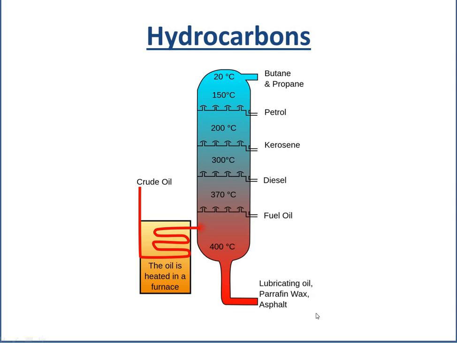So the longer chain ones tend to be things like lubricating oil, paraffin wax, and bitumen, which is used to make roads. The next one, you've got heavy fuel oils. Then you've got diesel and kerosene, which is used as the fuel in aeroplanes. And then you've got petrol, which is obviously quite useful for cars. And then you've got camping gas, LPGs, etc. at the top.